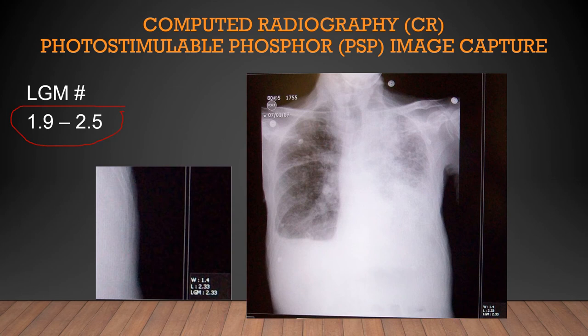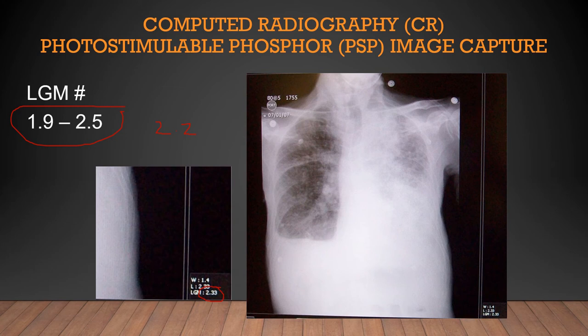LGM number is a logarithm of the median exposure value within a specific area of interest. Each image is assigned a user selected speed class setting. When the numerical value of the IGM changes by 0.301, which is the logarithm of 2, this indicates a factor of 2 difference in the exposure to the receptor. Now, what does that mean? Well, we have an ideal range for an LGM number. If I had a perfect X-ray, it would be 2.2. I want to be between 1.9 and 2.5. Boom, I'm 2.33. I'm good. I can go ahead and let this X-ray go.